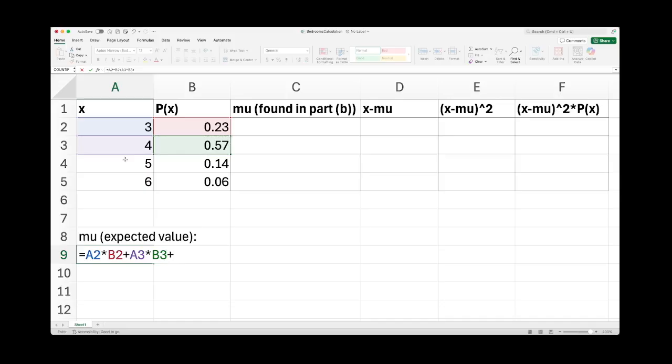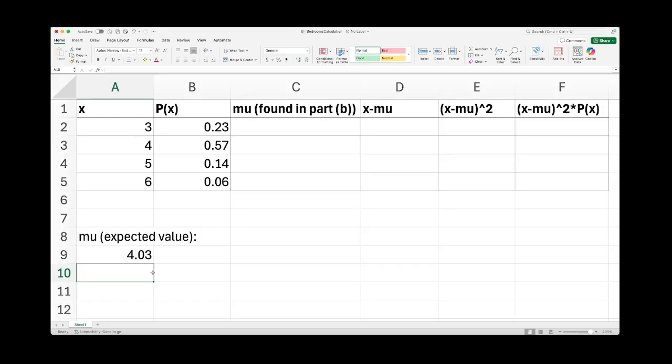So we'll have 3 times its probability, plus 4 times its probability, plus 5 times its probability, plus 6 times its probability. Great, and we could type these all in by hand, but in general, we want to click on the values in Excel so that we don't risk rounding until the very end. So our expected value is 4.03.